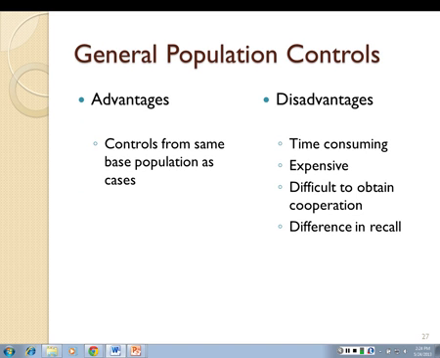Now, sources of general population controls include random digit dialing, residence lists, and driver's license records. Advantages of general population controls include that, because of the selection process, investigators are usually assured that these general population controls come from the same base population as the cases. Now, there are some disadvantages to general population controls. They're time-consuming, expensive, and sometimes hard to contact and get cooperation from. And they may remember exposures differently from cases.